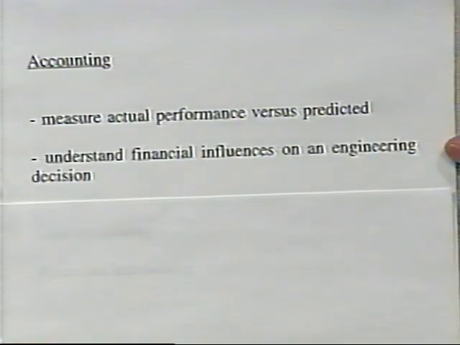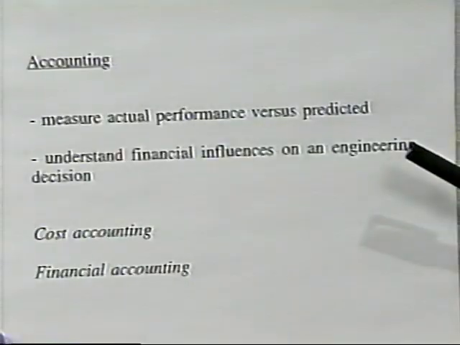Secondly, whenever we make our engineering decisions, we have other influences on that decision, one of which is the financial aspects of the company and how they influence our decisions. It's important to understand then what the company is doing in financial terms and how that can impact our decision making. Now, accounting does split into two different broad categories, depending on which of these questions we're focusing on.